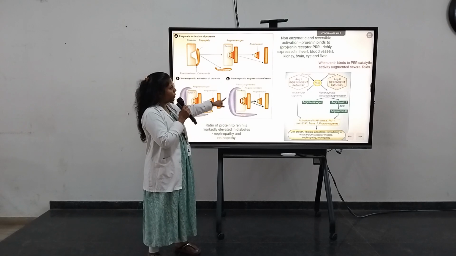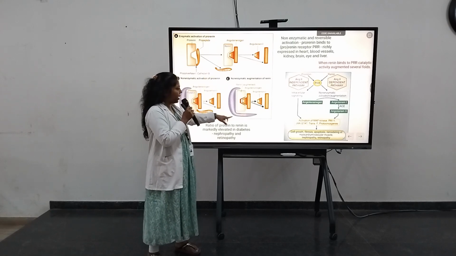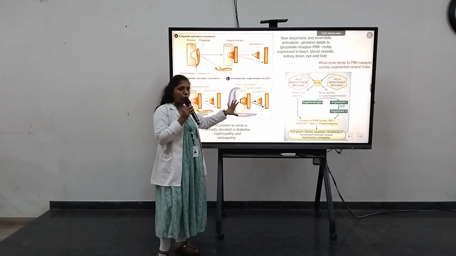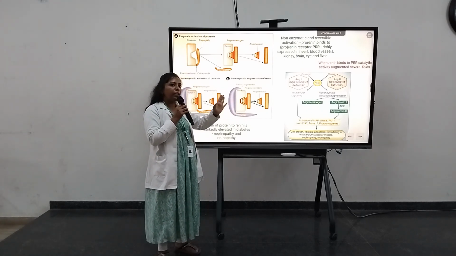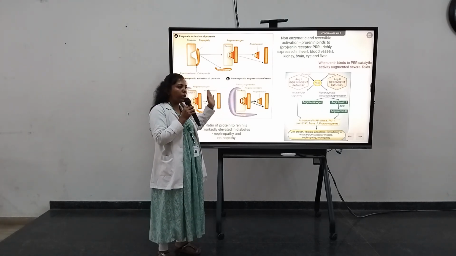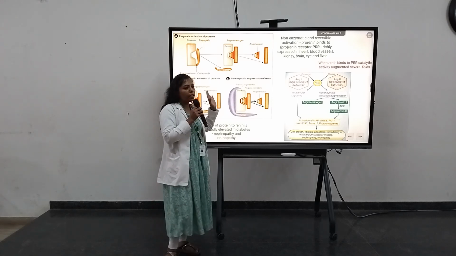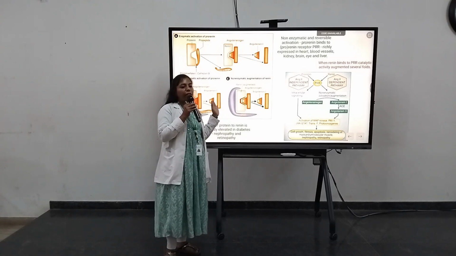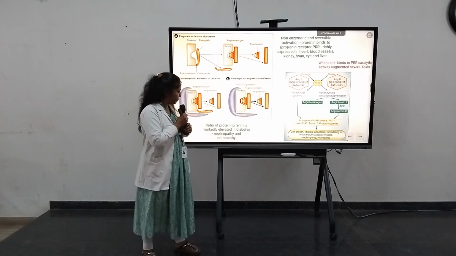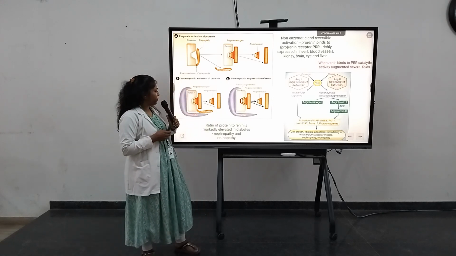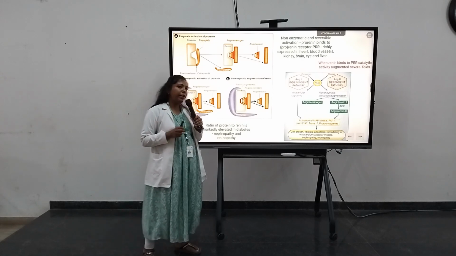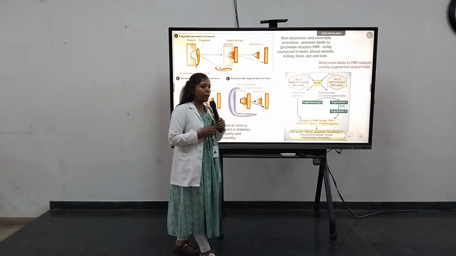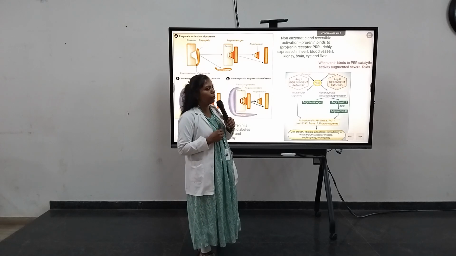But the difference between enzymatic and non-enzymatic is that when prorenin binds to the prorenin receptor, it can be released as prorenin itself and it is reversible. That means prorenin remains as such. So that is why it is called a reversible way of activating prorenin. Okay, so the ratio of prorenin to renin is markedly elevated in cases of diabetes. Diabetic patients will have marked elevation of prorenin.